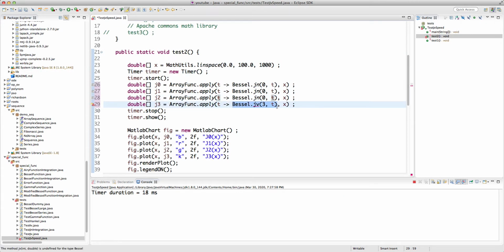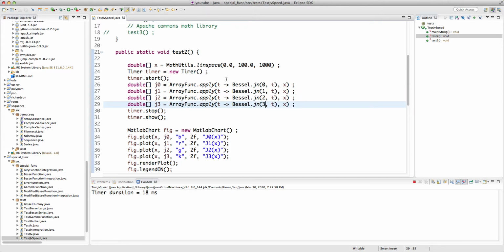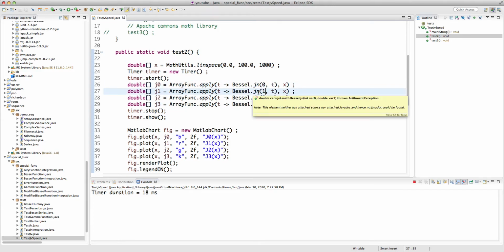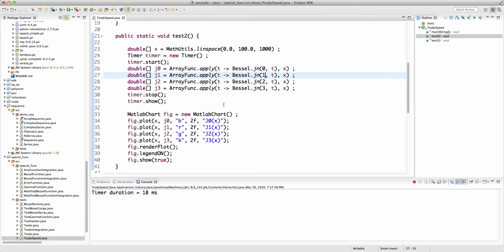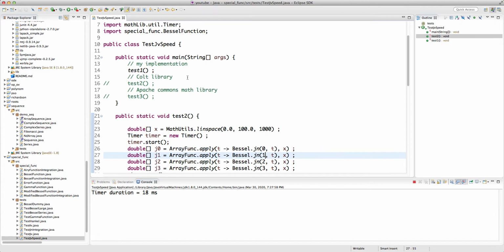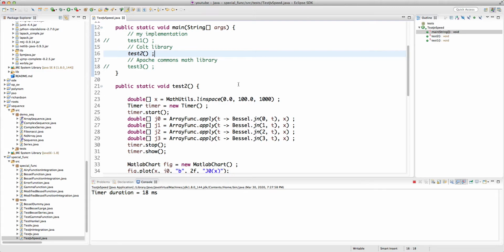Let's just use jn1, jn2, and jn3. Notice that because these are implemented as static methods, there is no state of the object, so it doesn't keep track of the history that has been calculated. That was actually one of the tricks that I used to speed up the evaluation process. So we're going to go to test2, which is the Colt library, CERN library.